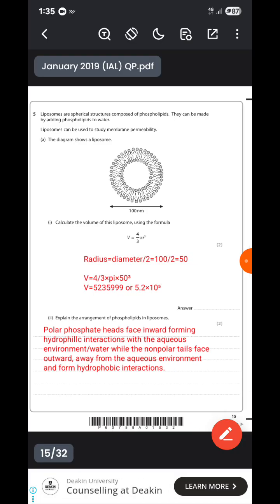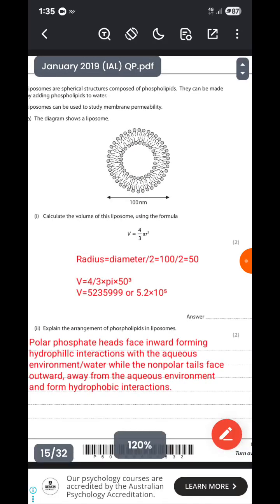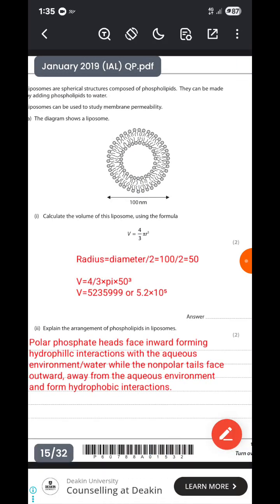So we know the value 4 over 3, we know pi, where the value of pi we can get from the calculator. We need to find the radius. So they have given us the diameter as 100 nanometers. So we must divide the diameter by 2 to get 50. That's the radius. Then we substitute it into the equation they have given. V equals 4 over 3 into pi into 50 cubed. Then this is the value.